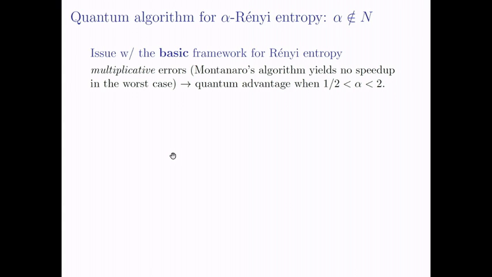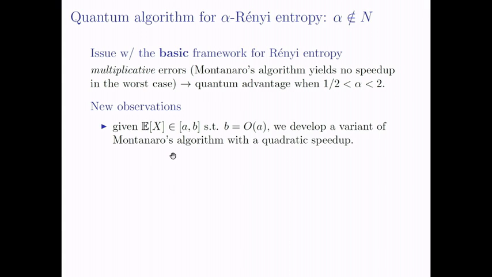This is what we get in the April talk, in the picture I have shown you. So what we have done in the past 2 months is try to get around these obstacles. And here are a few new observations. The first one is that if we can in advance have some knowledge about where the expectation might be, assume the expectation will be in some interval A to B, where B is actually just big O of A, then we can develop a variant of the Montanaro algorithm with a quadratic speedup.